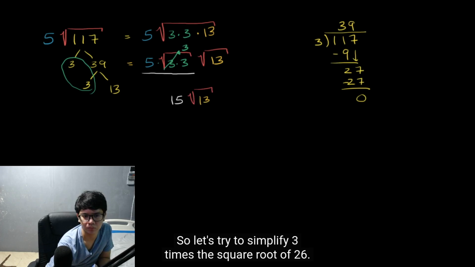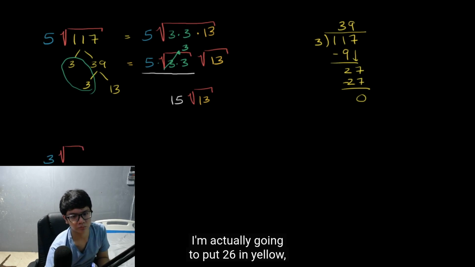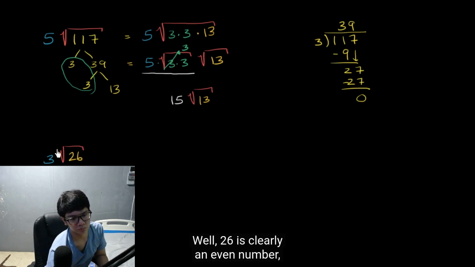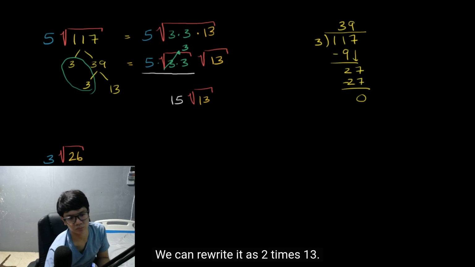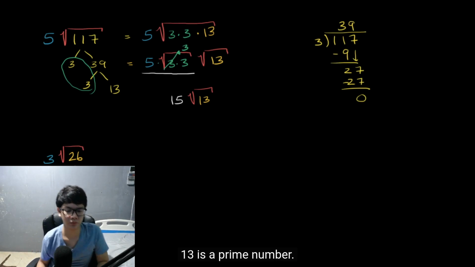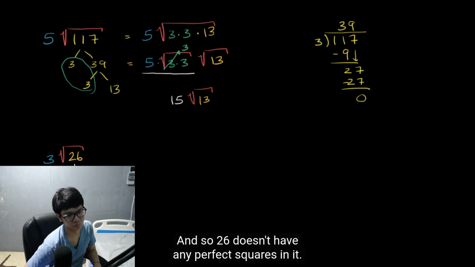Let's do one more example here. So let's try to simplify 3 times the square root of 26. 26 is clearly an even number, so it's going to be divisible by 2. We can rewrite it as 2 times 13. And then we're done. 13 is a prime number. We can't factor this anymore. And so 26 doesn't have any perfect squares in it.